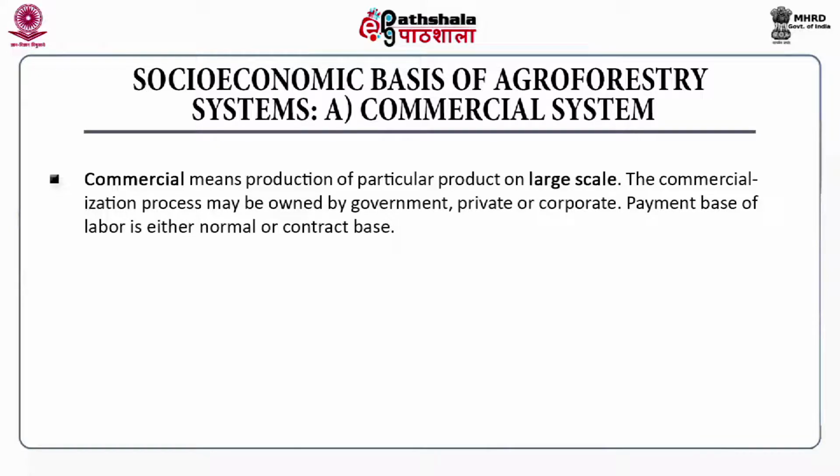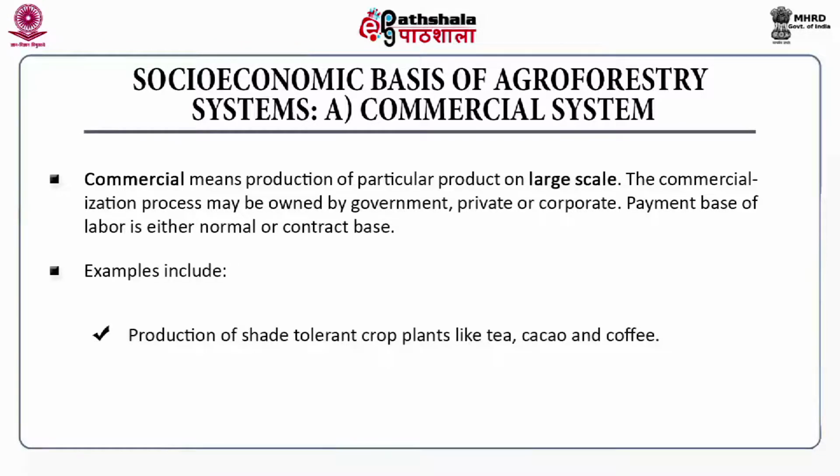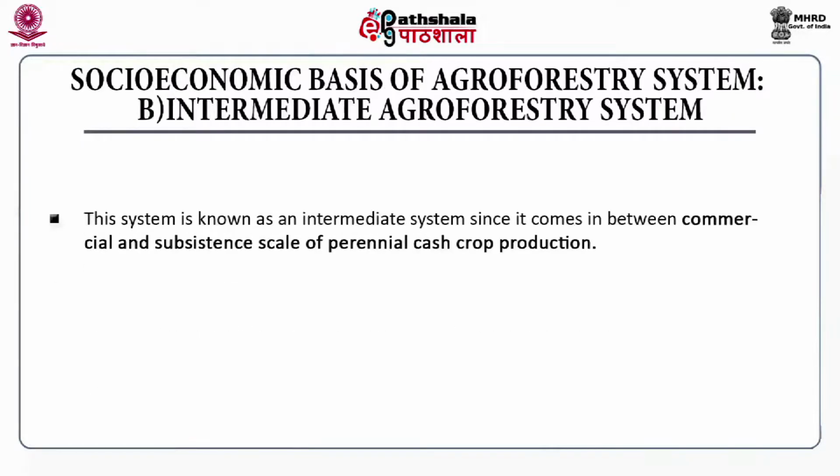Payment base of labor is either on contract basis or they are paid normally. For example, production of agricultural crops on commercial scale, production of shade tolerant crop plants like tea, cocoa and coffee, commercial grazing under timber and pulp plantations. Now, second classification under socio-economic basis of agroforestry system includes intermediate agroforestry system.